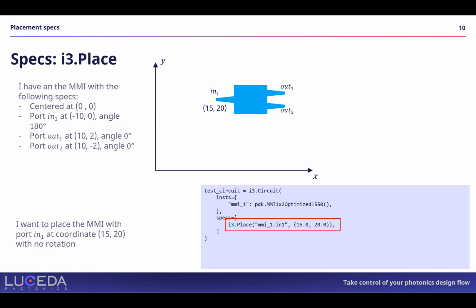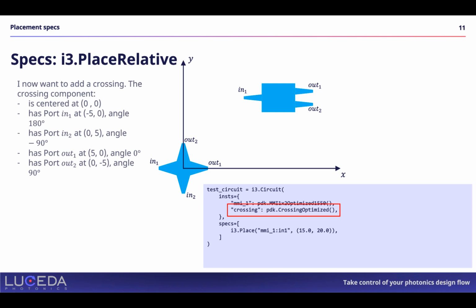Extending this further, we can use place relative. This allows you to position the instance or the port of an instance relative to another instance or port of that instance. An offset is applied to place the instance correctly and optionally at an angle.